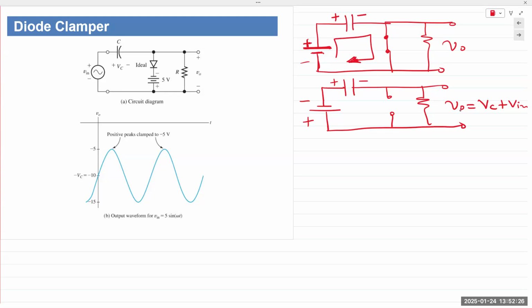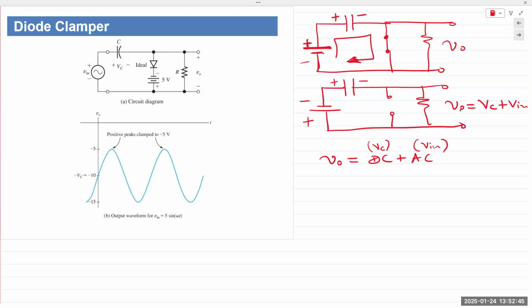So V out would be DC plus AC. This would be VC, and this would be V in. And that's how we can clamp any input signal at a particular DC voltage level.